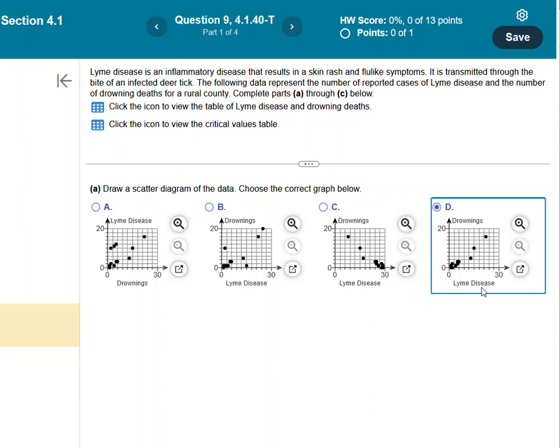Here, you're going to want to be careful to notice that Lyme disease is on the X-axis and drownings is on the Y-axis. That's important because if you reverse these, you might get a similar picture, but not exactly the same picture. But that would not be quite right. You need to have Lyme disease as your explanatory variable and therefore on the X-axis, and drownings on the Y-axis. All right, so let's check our answer.